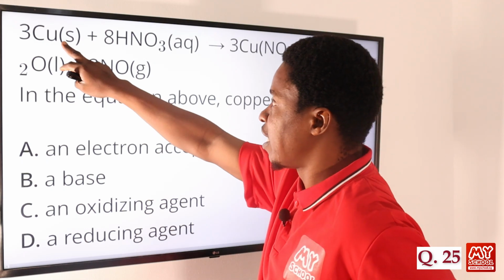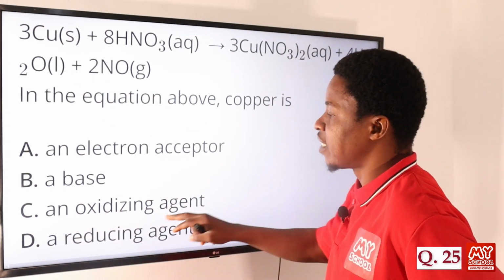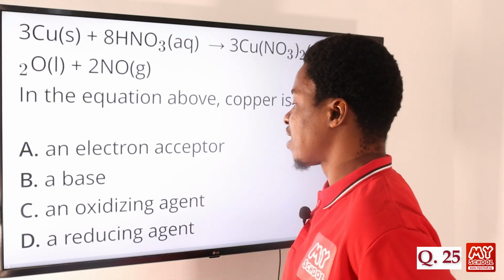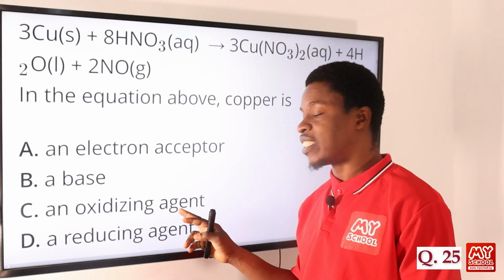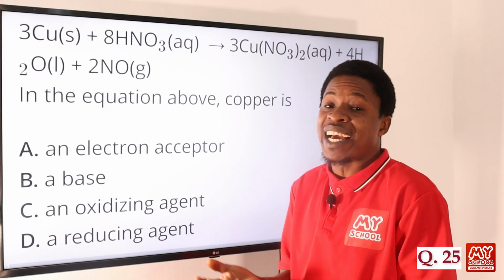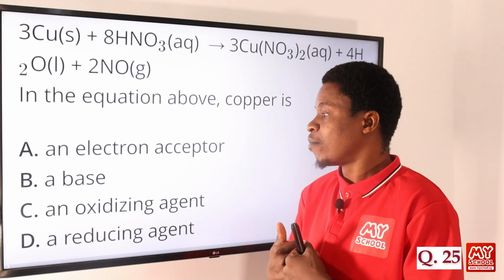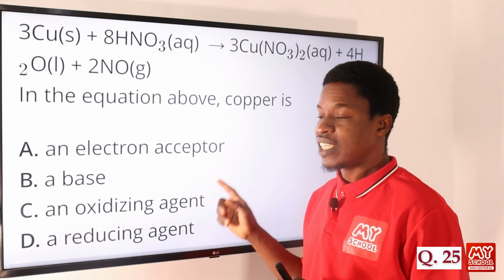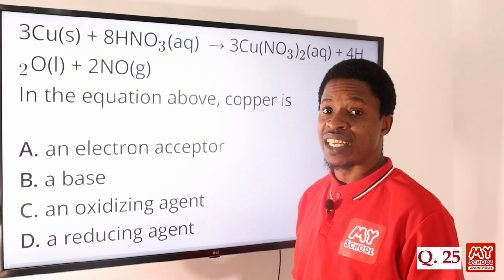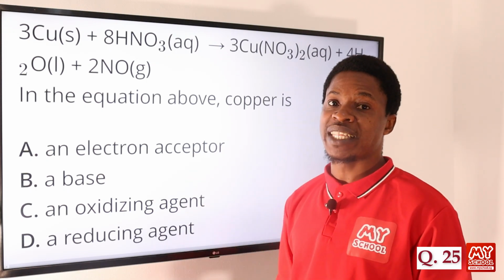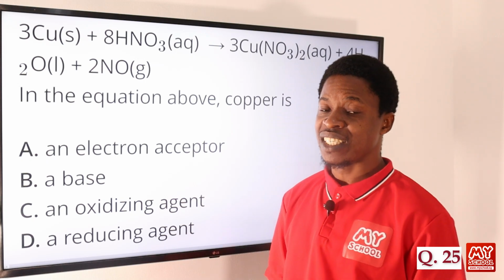Is it a base here? Is it an oxidizing agent? Is it a reducing agent? First, what are reducing agents and what are oxidizing agents? Oxidizing agents are usually the ones that gain electrons, and then they become negatively charged. Reducing agents usually lose electrons and become positively charged. That's why all metals are said to be reducing agents in most cases.